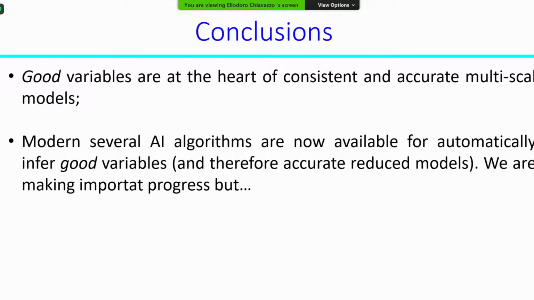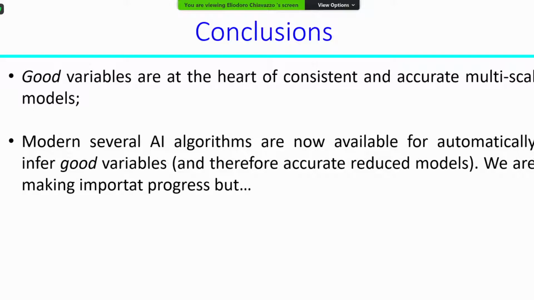So conclusions: good variables are the heart of a consistent and accurate multi-scale model, although this is again a silent and still unchallenged step. There are several artificial intelligence algorithms today that are available to discover new good variables that allow us to make consistent and accurate multi-scale models.